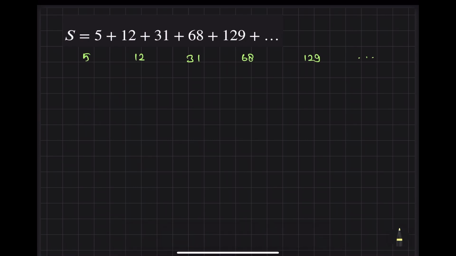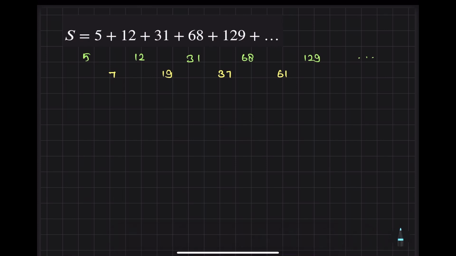So 12 minus 5 is what? 7. Then 31 minus 12 is what? 19. Then 68 minus 31 is 37. Then 129 minus 68 is 61. Do you think your task is completed? No. What you have to do is find either a constant number or a GP.